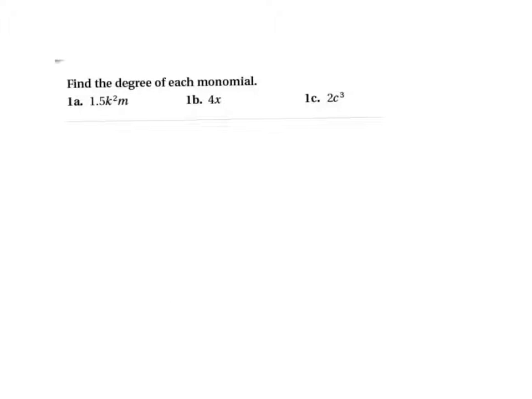Pause the video and find the degree of these monomials, and then start up when you're ready for the answers. 1a is 3 because the k has an exponent of 2 and the m has an exponent of 1, and 2 plus 1 is 3. In 1b, the answer is 1 because the x has an exponent of 1. And in 1c, the exponent is 3. So the answer here is 3. Good job, students.